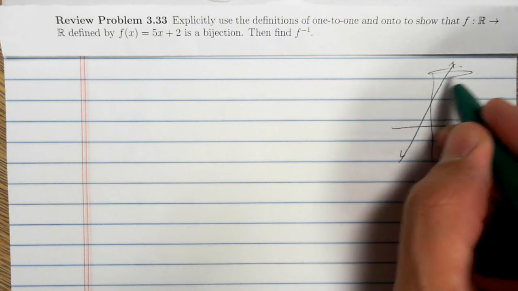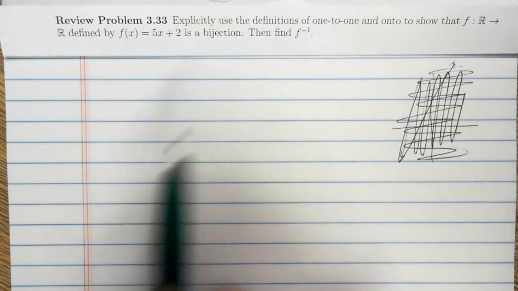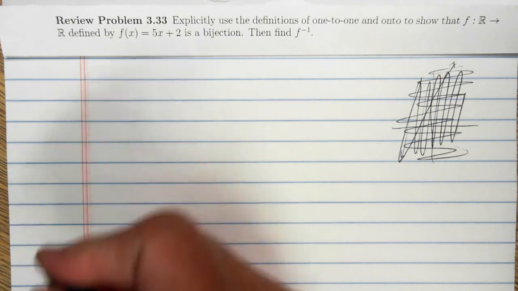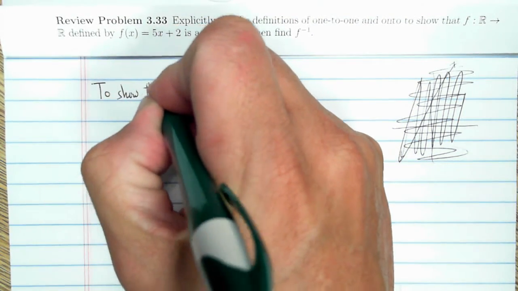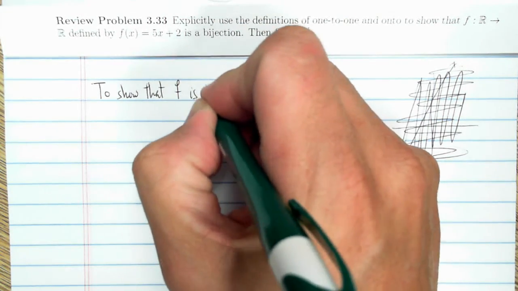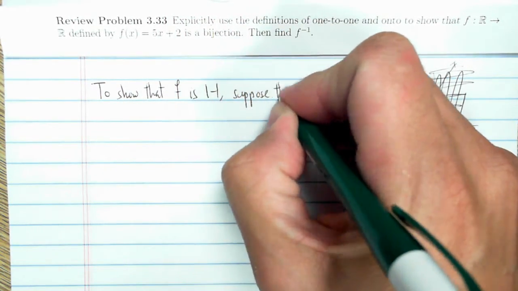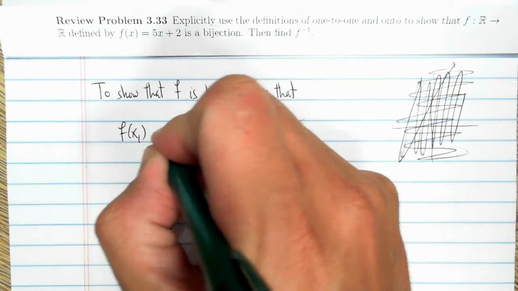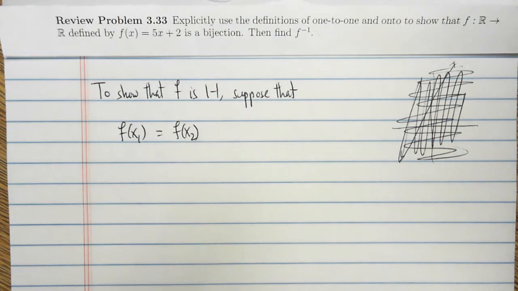Now that's a pre-calculus way of doing things. We're going to do things more explicitly using the definitions of 1-to-1 and onto. So, to show that f is 1-to-1, suppose that f of x1 is equal to f of x2. I want to show that x1 is equal to x2.